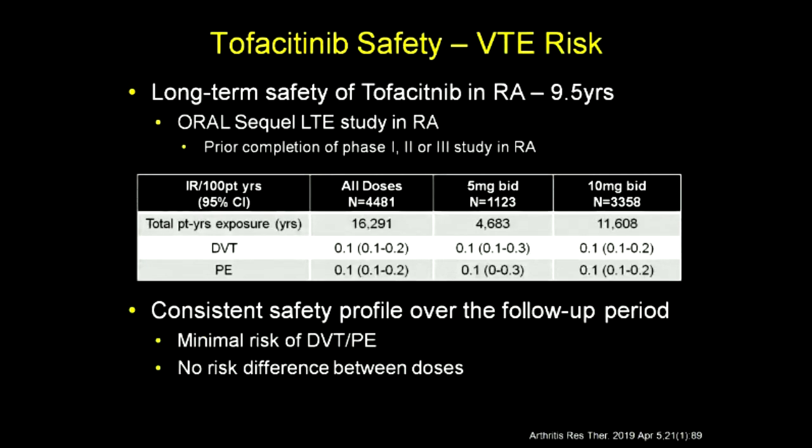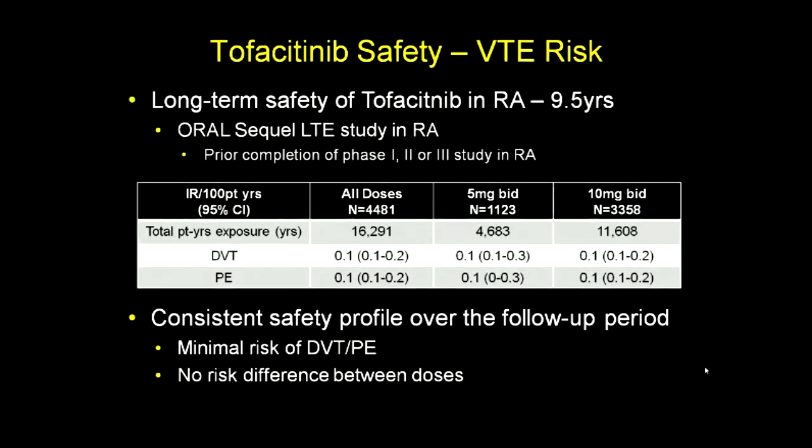What if you take a step back and say, does this persist if you don't have a subgroup of patients who are at increased cardiovascular risk at the outset? The data that we have most long-term is from the RA literature. This is out to 9.5 years in RA. You can see that the rates of DVT and PE in this population, at both the 5 milligram dose and 10 milligram dose, are pretty low. There doesn't seem to be any deep change in risk, regardless of whether you're on the 5 or the 10 milligram dose. So maybe in the broader population, we're not seeing that risk.